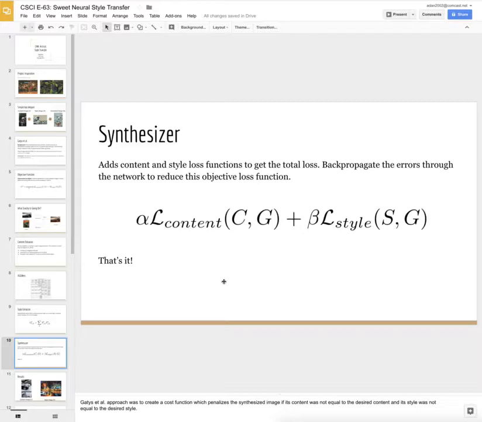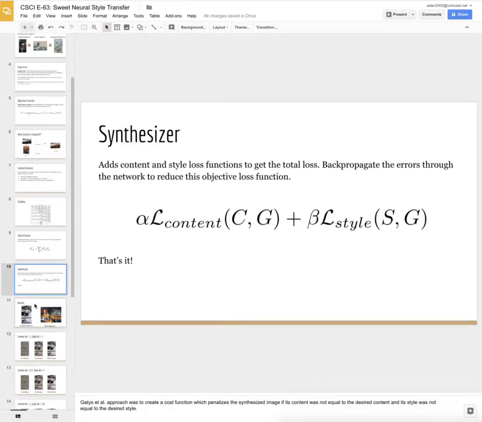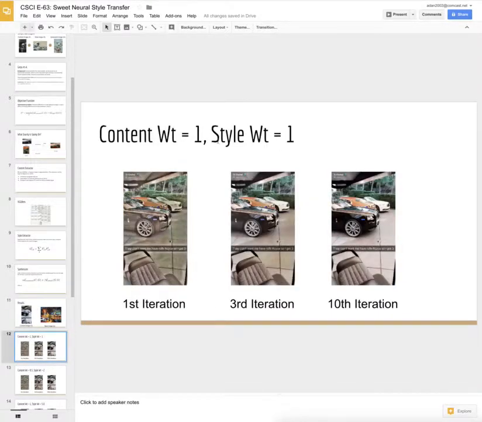Of course, you can learn a little bit more about the mathematics by referring to the literature. But to quickly go over some of the results that I got, I have this, I believe, Snapchat by DJ Khaled on the left as my content image, and then the style image, which is an artwork by Leonid Afremov. And then I played around with different content and style weights. So at a magnitude of 1 and a ratio of 1 to 1, we see that there's very little infusion of the style image's properties, and there's very little change between the third and 10th iteration.